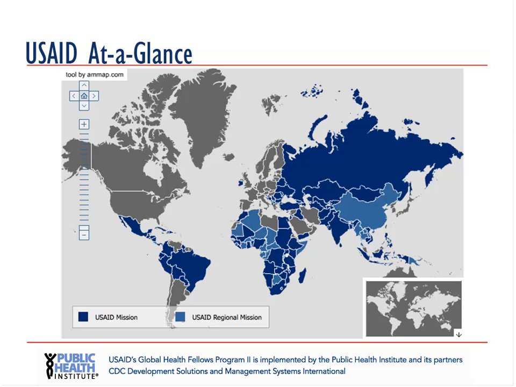So looking a little bit further, USAID at a glance. So where does it work and what does it do? USAID is the largest development organization in the world. It serves as a development arm of the U.S. government and implements the U.S. government's foreign assistance agenda. Within USAID, global health is actually the largest portfolio. It exceeds $5.5 billion. That was as recent as fiscal year 2011.